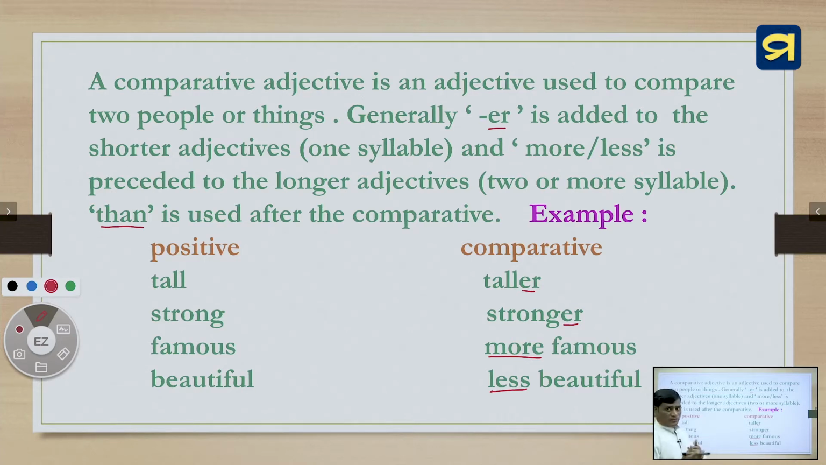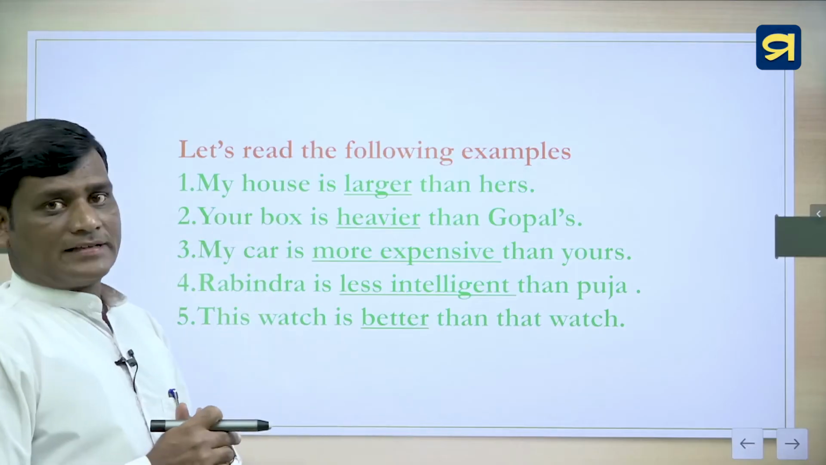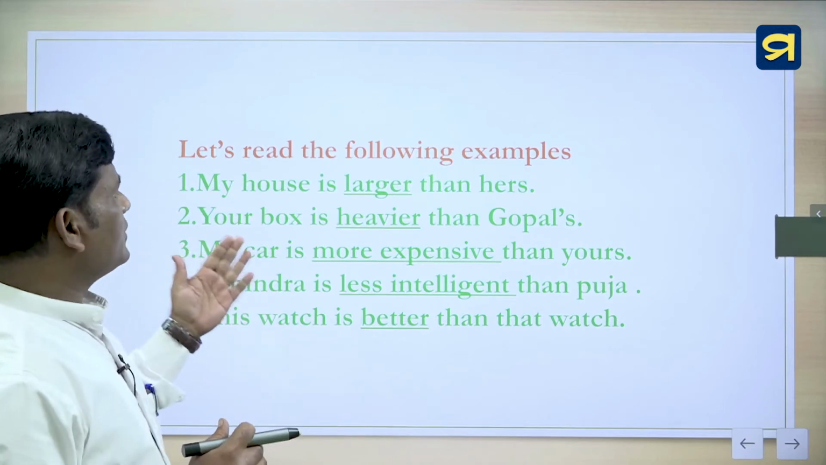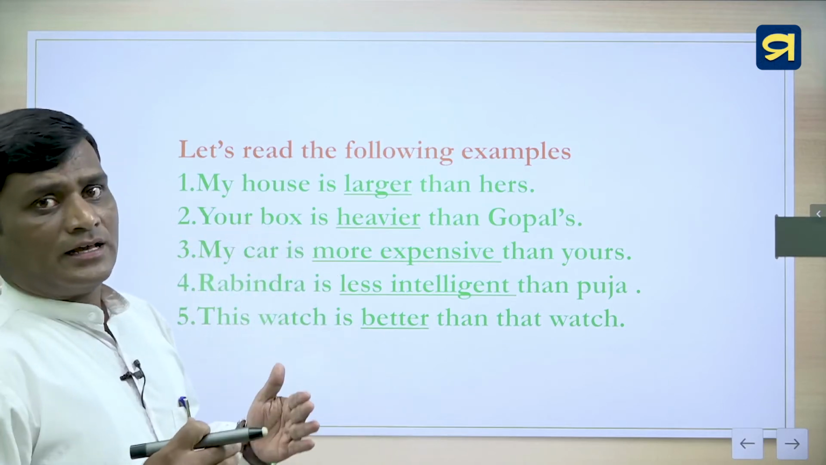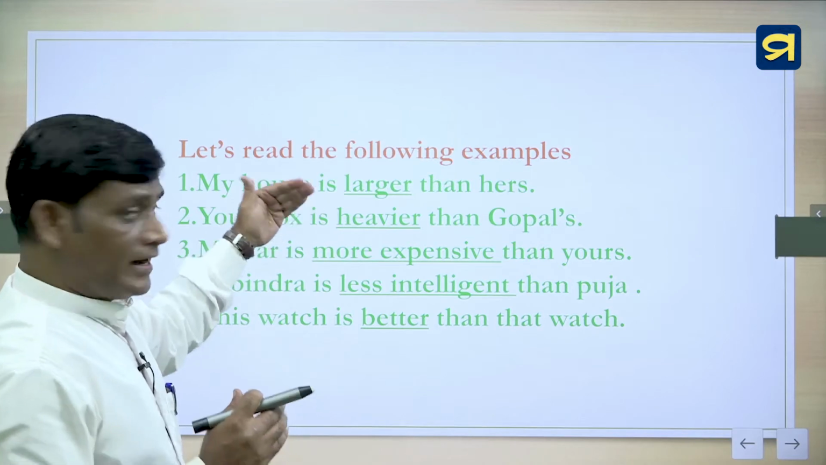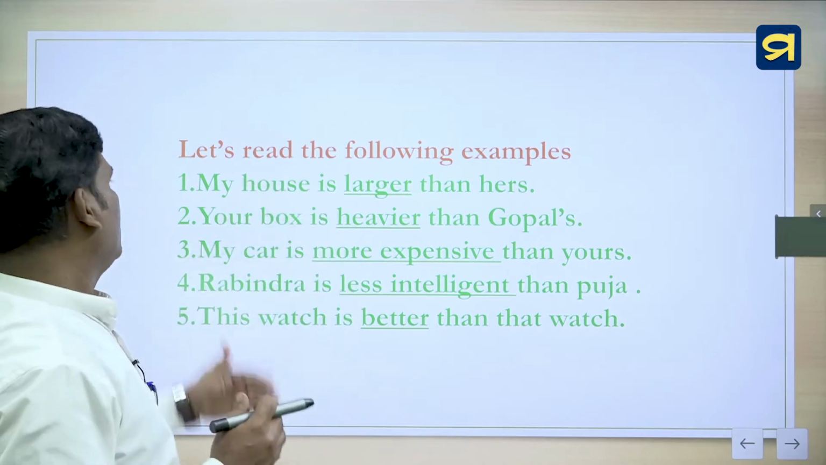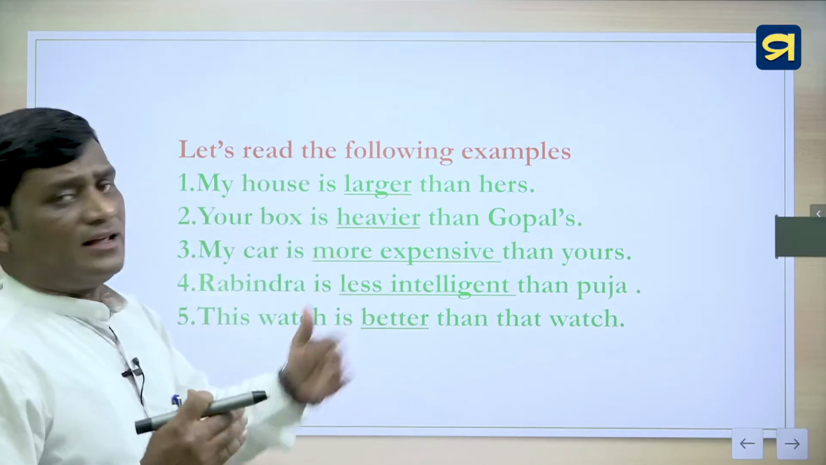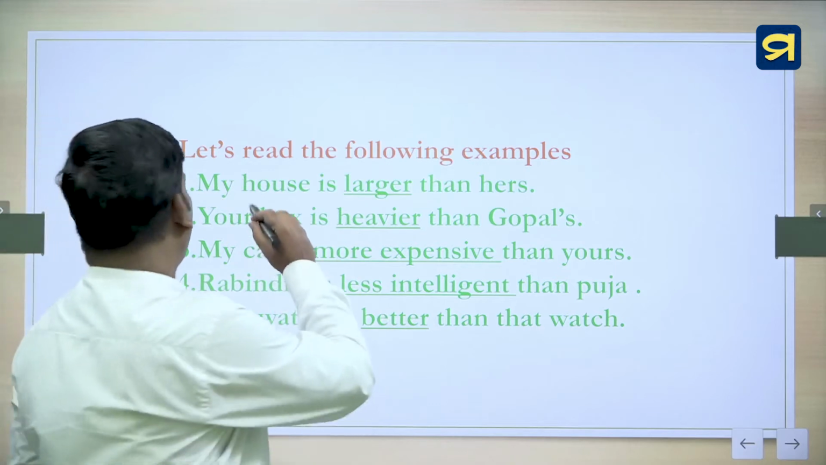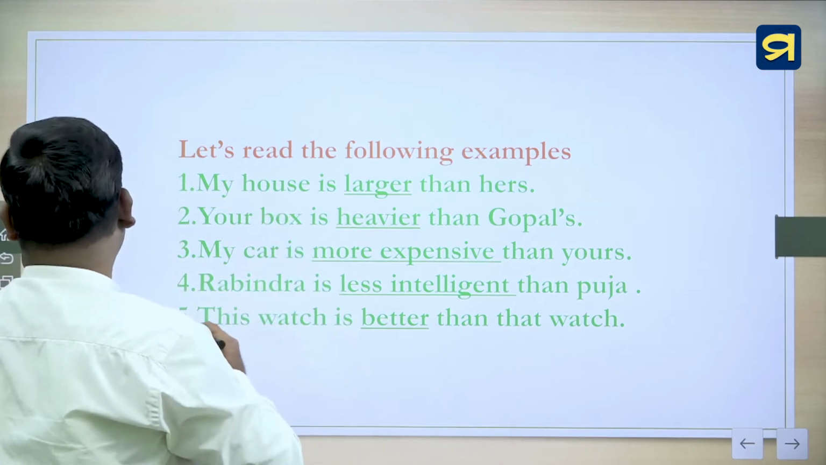Now we will proceed to the next, superlative degree. Let's read the following examples. My house is larger than yours. We will clarify more about the comparative degree. My house is larger than hers. Look at here. My house. Here comparison is made.